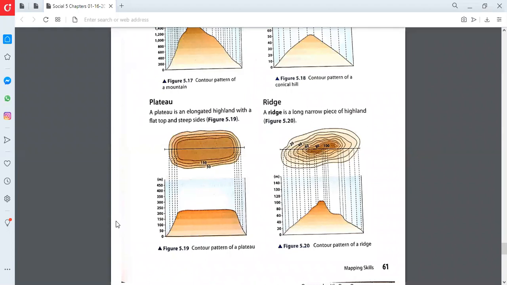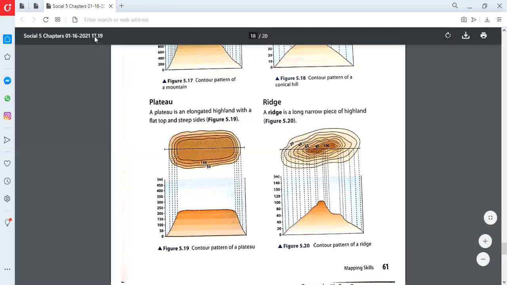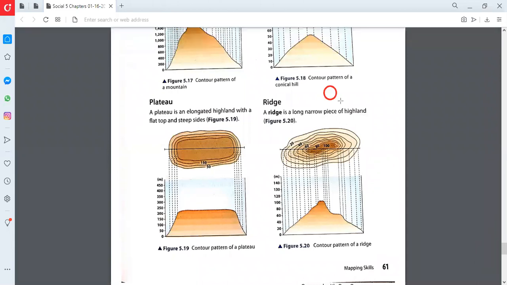Now someone is asking what is meant by conical. Conical is just a shape. As you know, a circle looks like this. A triangle looks like this. Let me show the conical. A conical shape looks like this. It's just a shape. Conical means a shape.